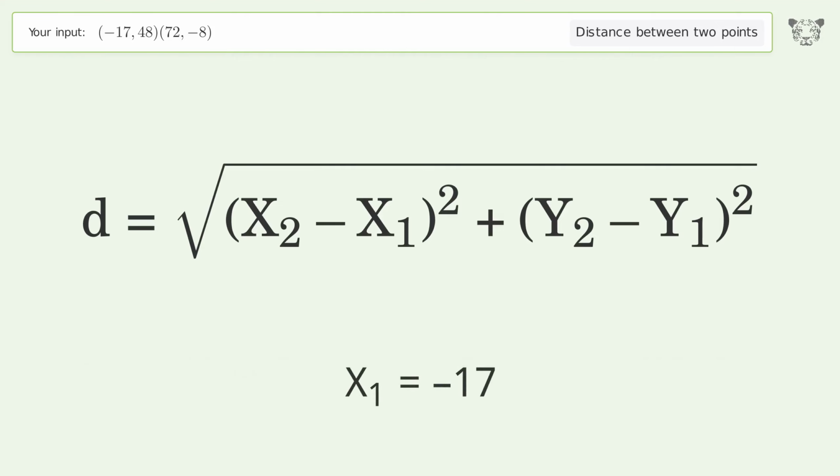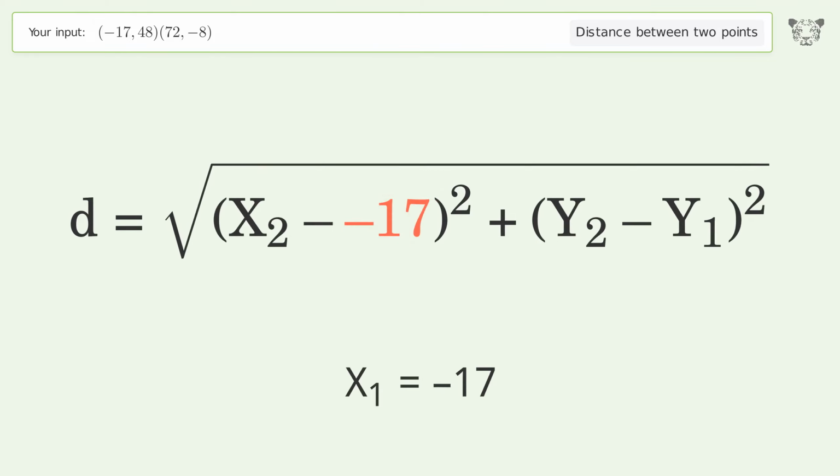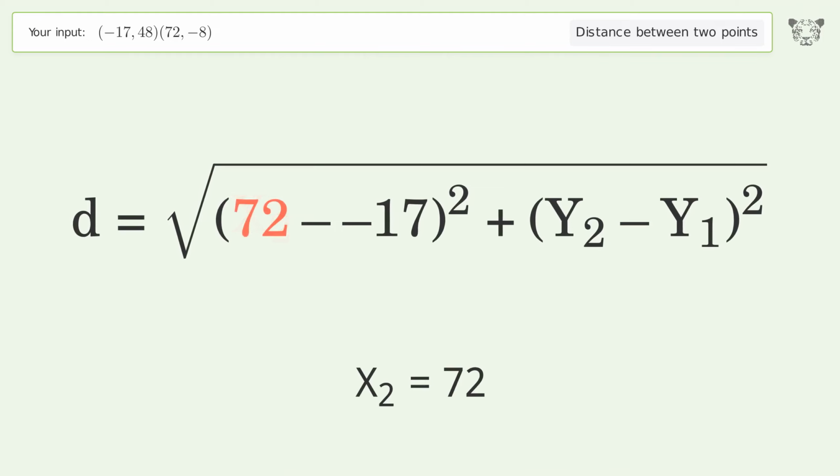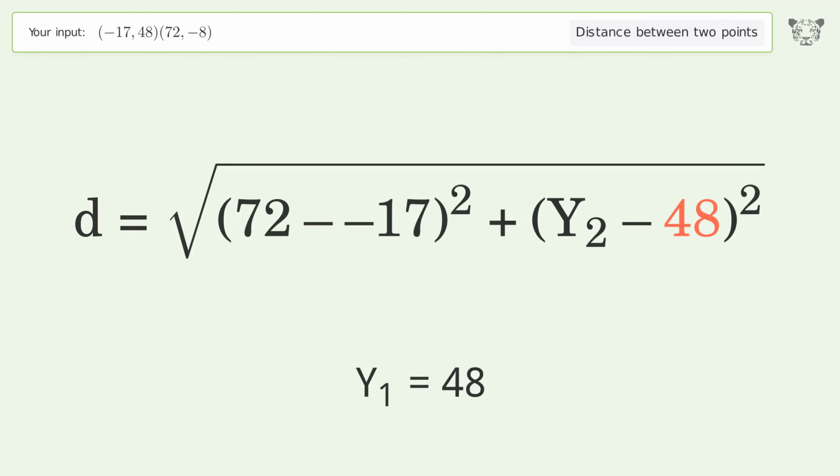x1 equals -17. x2 equals 72. y1 equals 48. y2 equals -8.